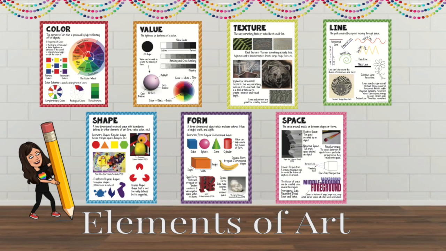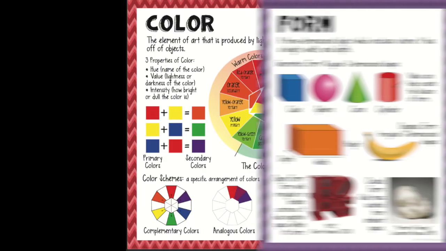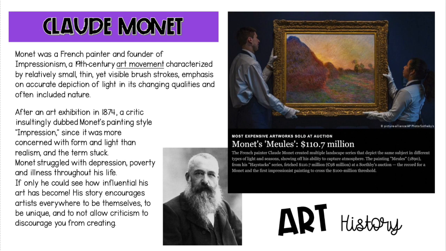The elements of art that we will focus on are line, color, and specifically form. We want to give our water lily a three-dimensional look, giving it height, width, and depth. So let's learn a little bit about Monet.